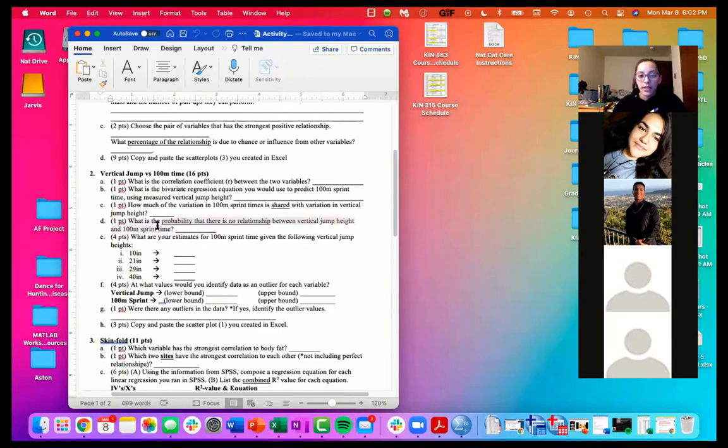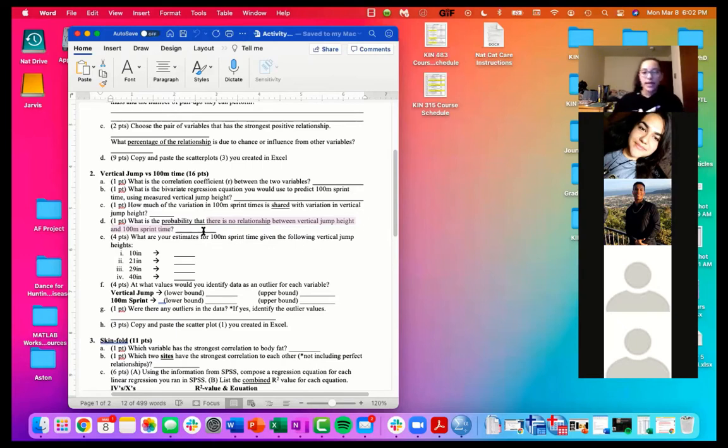So probability is indicating that we're looking at a p-value. So we need to find a p-value. That's a good place to start. And then following that probability, we have a null hypothesis, right? So there is no relationship between vertical jump height and 100-meter sprint time. This is the null hypothesis for a bivariate correlation because we're only listing two variables and we're only interested in the relationship. We're not actually looking at the predictive factor, okay?